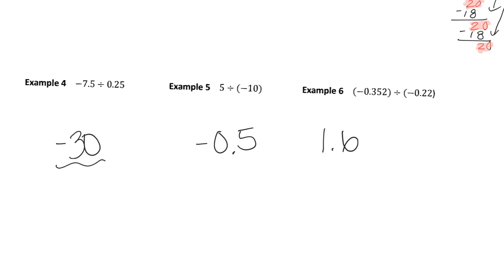Okay, so I got -30 for example 4, -0.5, and then a 1.6. So you had to do a lot of decimal moving for example 6, so just be careful there.